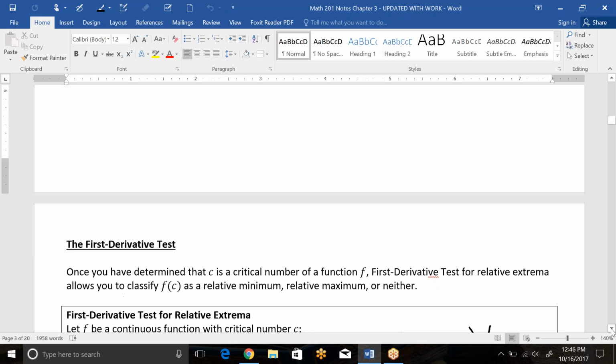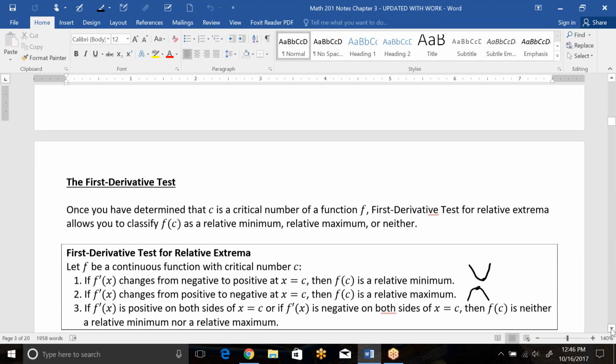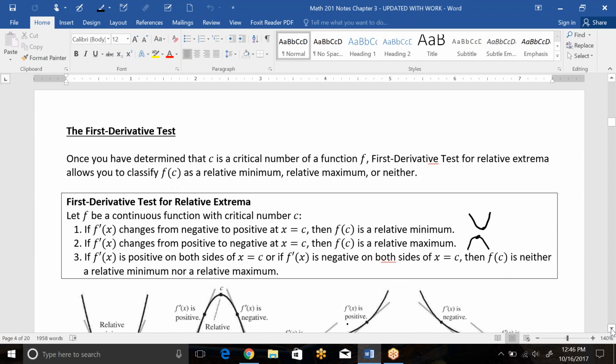So remember, you take the derivative, you set that equal to 0 and find your critical values. And those critical values we then test to see what's happening on each side to figure out if it's a relative max or min. The first derivative test said, let f be a continuous function with a critical number c. So remember that's something that made the derivative equal 0.